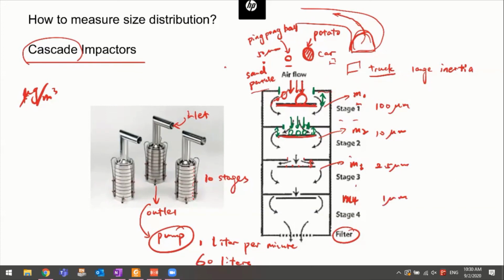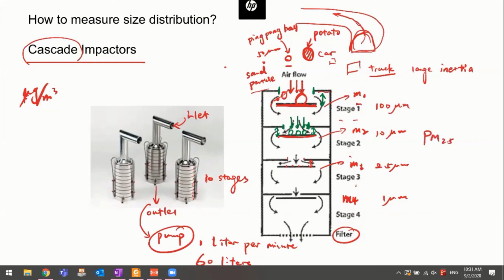Okay. So what this does is that the first stage is going to collect particles larger than 100 micrometer. Second stage, larger than 10. Third stage, larger than 2.5. Fourth stage, larger than 1 micrometer. And because of that, let's say if we want to know PM 2.5.